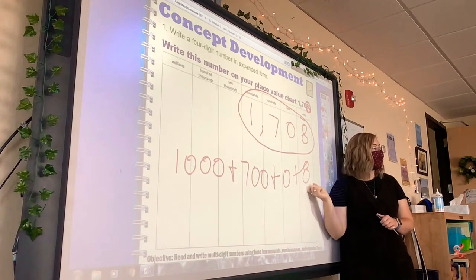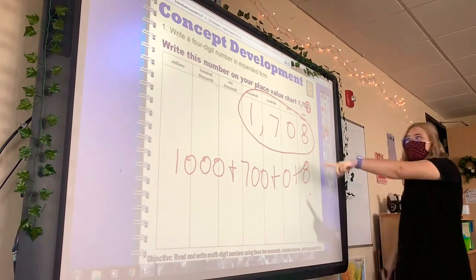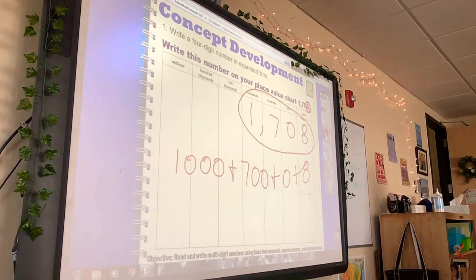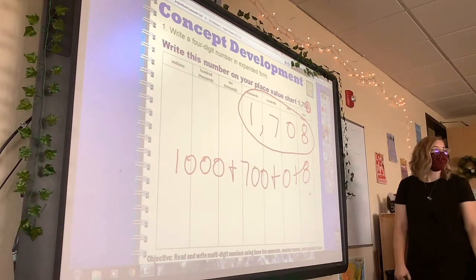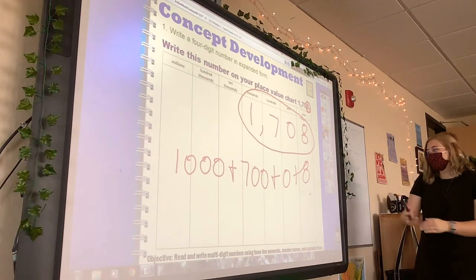No. Make sense? Okay, everybody point to it and say expanded form. Expanded form. Good, like you're casting a spell. Say expanded form. Expanded form. There it is. There's my Harry Potter fans. You love it. All right, cool.